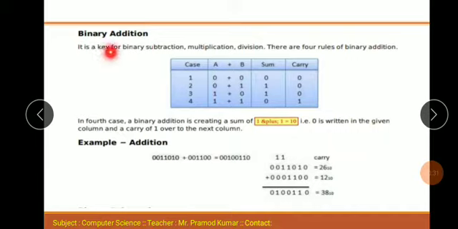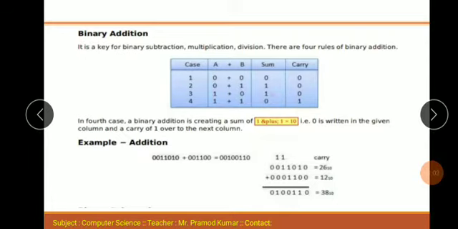It is a key for binary subtraction, multiplication, and division. There are four rules of binary addition. Here the case, a plus b, sum and carry. 0 plus 0, 0, carry 0. 0 plus 1, 1, carry 0. Third, 1 plus 0, 1, carry 0. 1 plus 1, sum is 0 and carry 1.